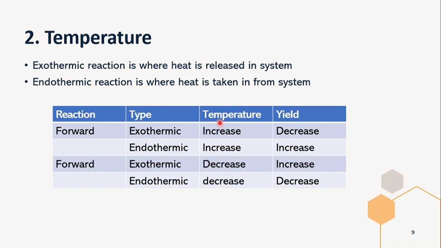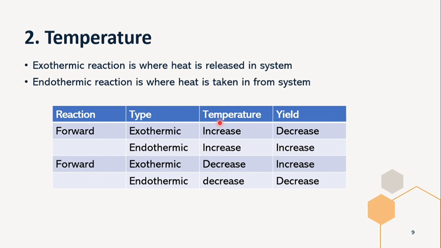So if the forward reaction is exothermic, so definitely the backward would be endothermic. As I increase the temperature, as the forward reaction is exothermic, it does not need heat. Instead, it will itself release the heat into the surrounding. So heat released by itself will increase the temperature.